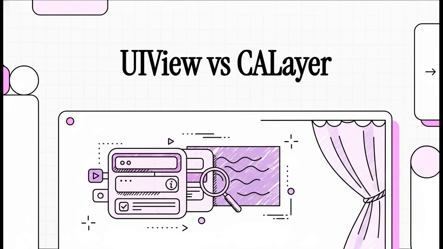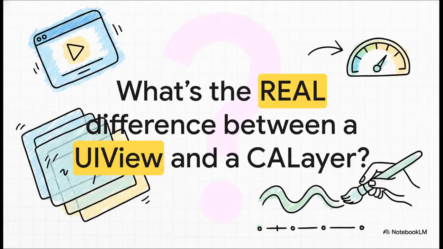Hey there! So if you've ever built anything for iOS, you've definitely used a UIView. But did you know that underneath every single one of them, there's this powerful and honestly pretty misunderstood partner called a CALayer? Today, we're going to pull back that curtain and finally get to the bottom of this. So let's get right to it. What is the real difference between the two?